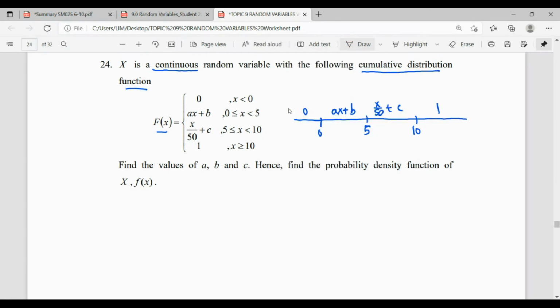As we know, when this 0 changes to this function, at this coordinate, they must be able to connect. The left must be equal to the coordinate on the right. At the same time, at x equals 5, you can see there is a different function changing, right? So at this changing point, it must also be able to connect. At x equals 10, it is also like that. The function on the left must be equal to the function on the right, and their coordinates must be the same. So that will be our idea.